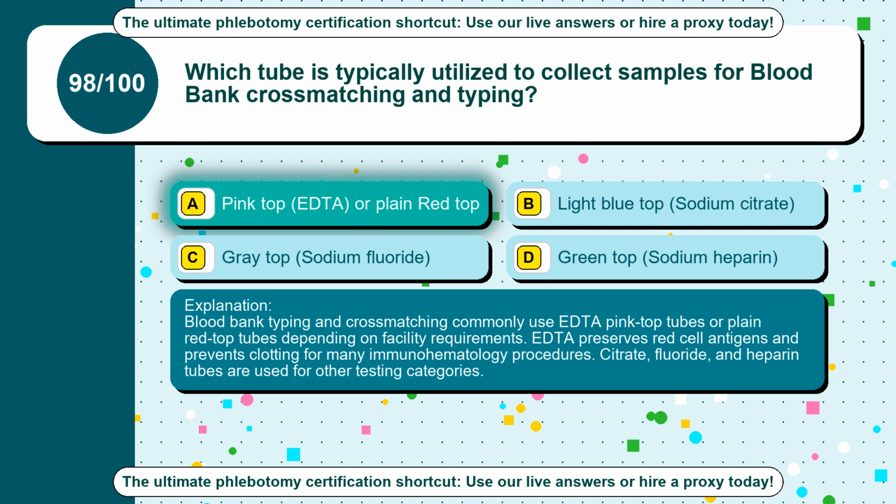Blood bank typing and cross-matching commonly use EDTA pink top tubes or plain red top tubes depending on facility requirements. EDTA preserves red cell antigens and prevents clotting for many immunohematology procedures. Citrate, fluoride, and heparin tubes are used for other testing categories.